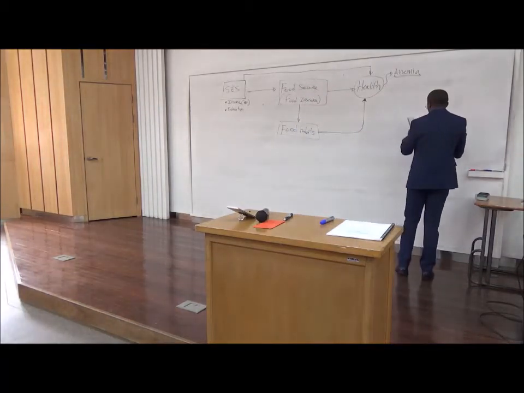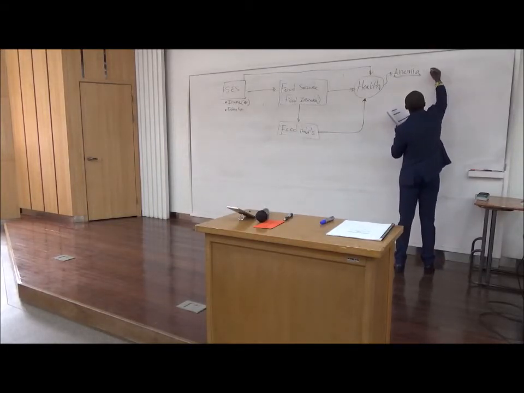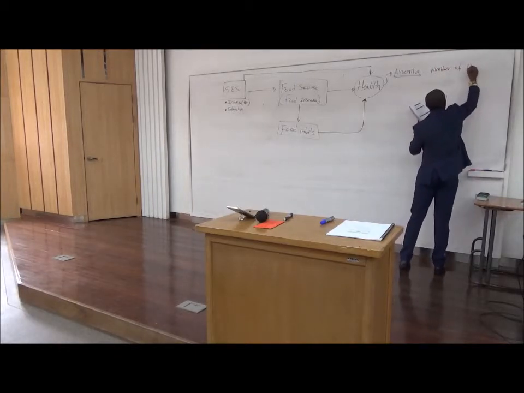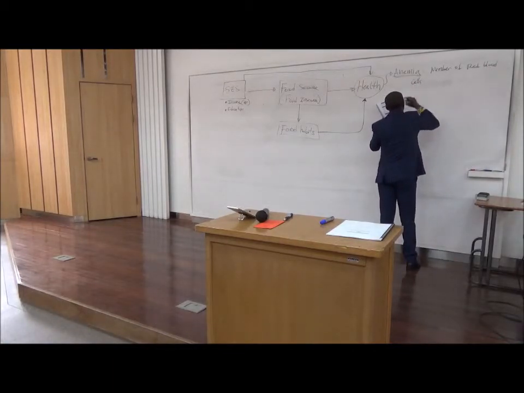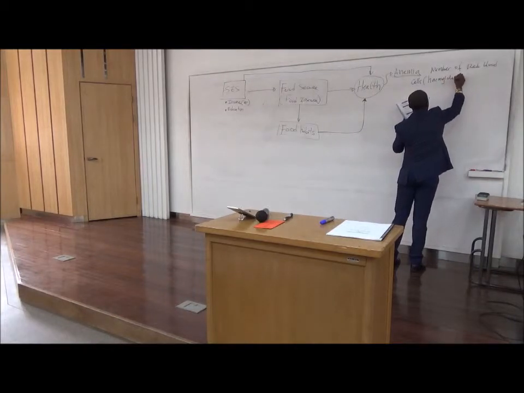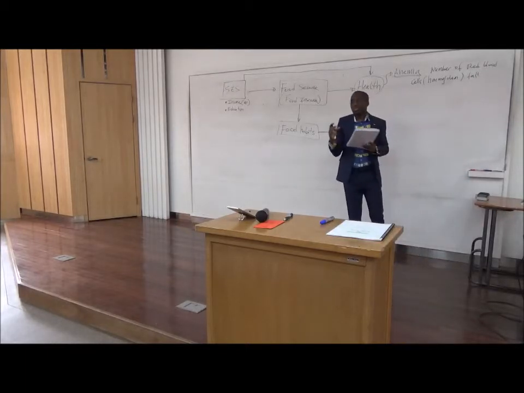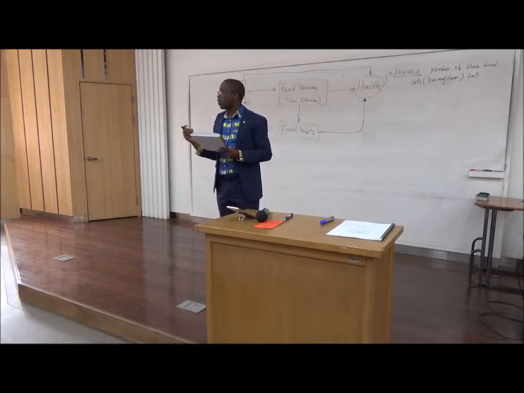So when we talk about anemia, what is the problem here? This is when we have a reduced number of red blood cells, or if you want, the hemoglobin. So this number is reduced, it's actually below the threshold. The number of red blood cells is actually lower.